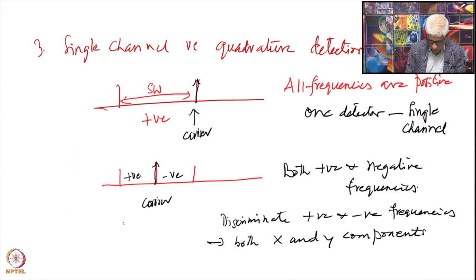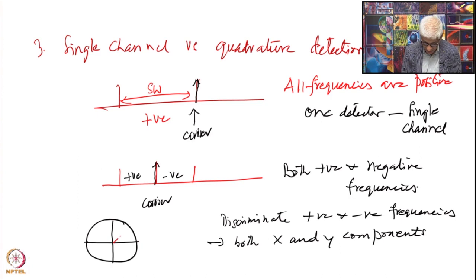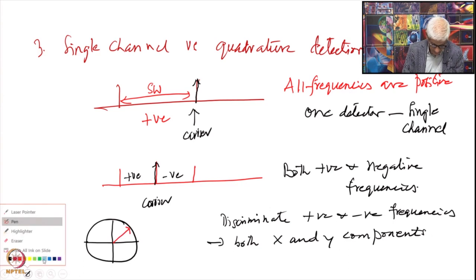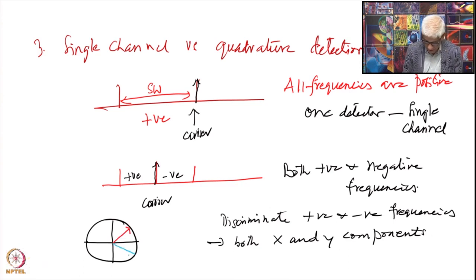Why is it so? So let me draw that here. What is the meaning of positive and negative components? Positive components mean they go in this direction, and negative components mean they come in this direction, right? So this one will go like this, this will go like this. So these are positive and negative frequencies, right?